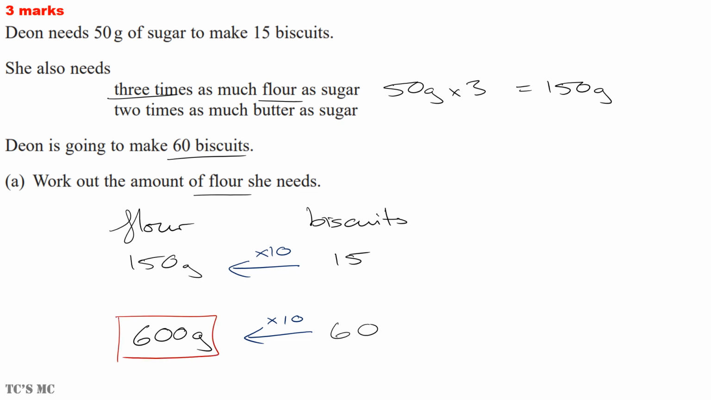So your first mark is for working out you need 150 grams for the 15 biscuits. Then because you're trying to work it out for 60 biscuits, and in my case, I did multiply by 10, so I've got the second mark there. And then for answering your question with 600 grams, you'll get the third mark.